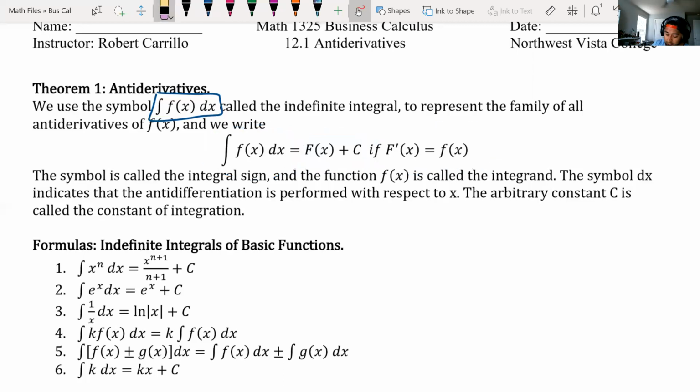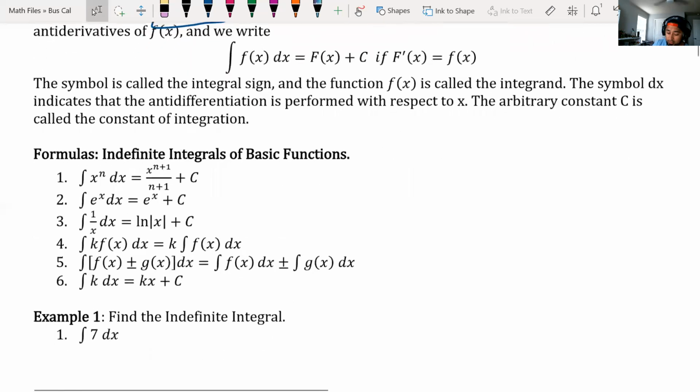Again, that curvy symbol is called the integral sign. The function inside is called the integrand, and the symbol dx just tells us what we are taking the antiderivative with respect to. And that c is called the constant of integration. So that c has to be added on every time. Okay, so antiderivatives.